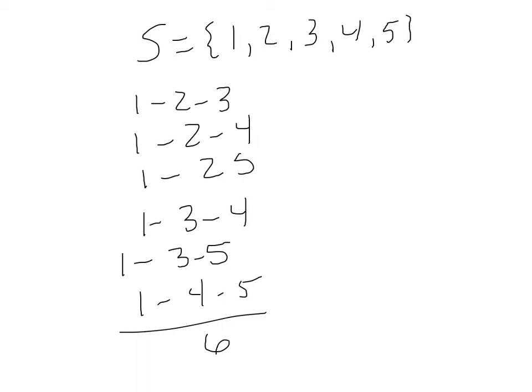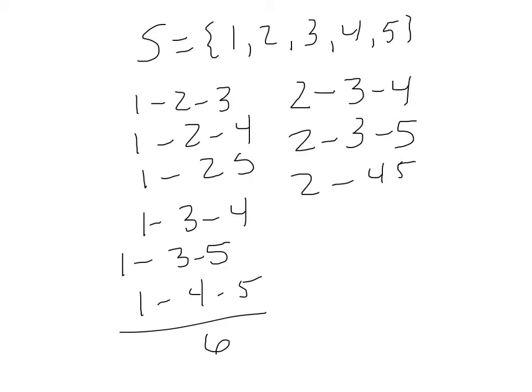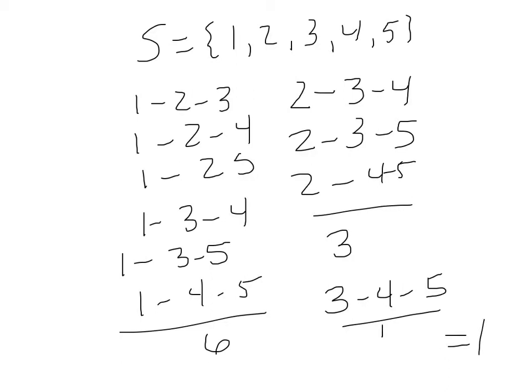Then we could use 2, and with 2 we would have 2, 3, 4, 2, 3, 5, and 2, 4, 5, or 3 options. And last, we would have 3, 4, 5 for the last option, meaning that there would be 10 different ways to have 3 digits where order did not matter.